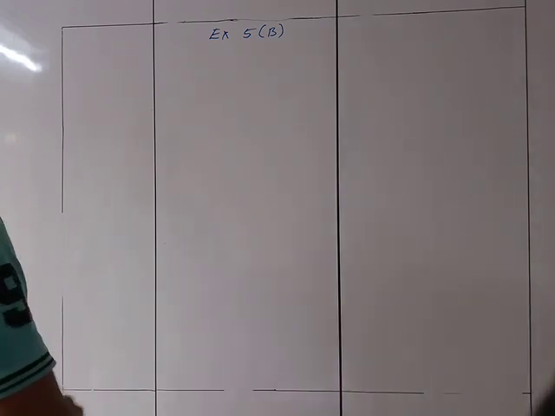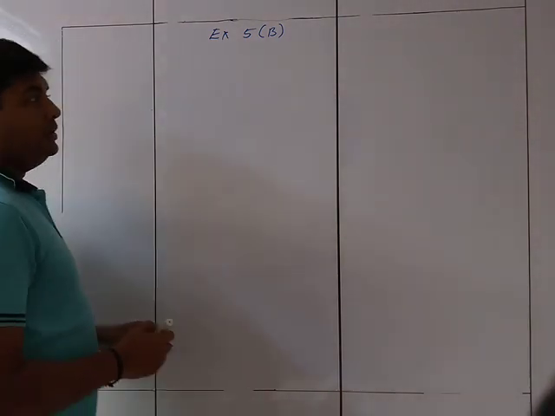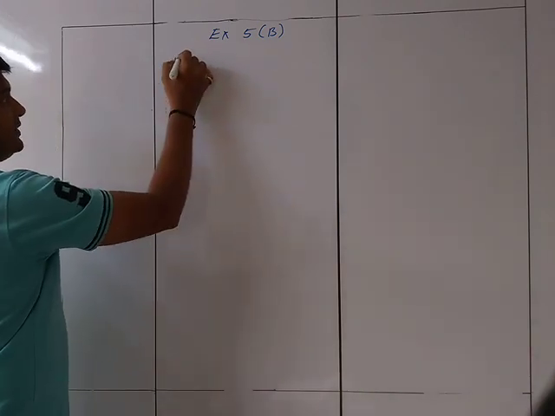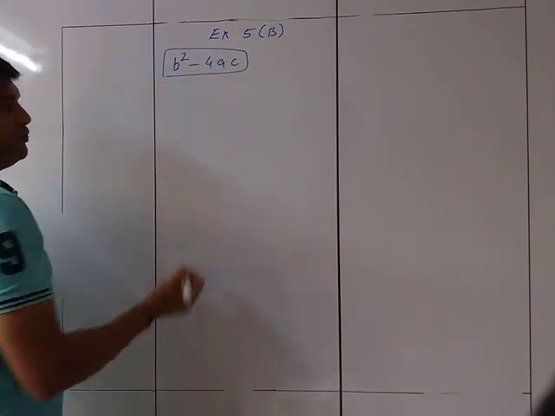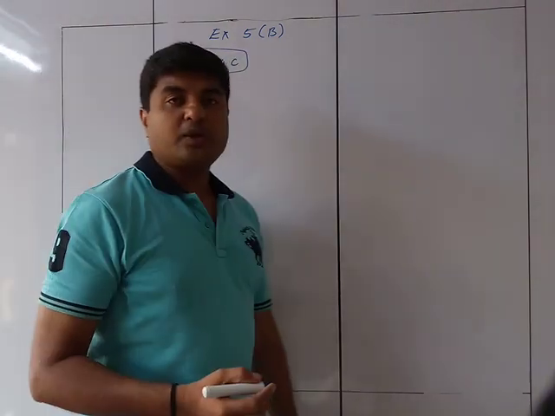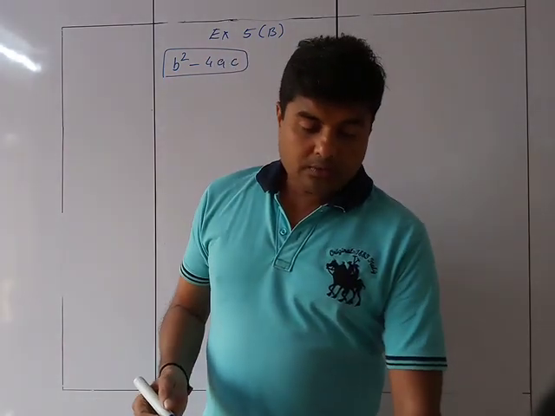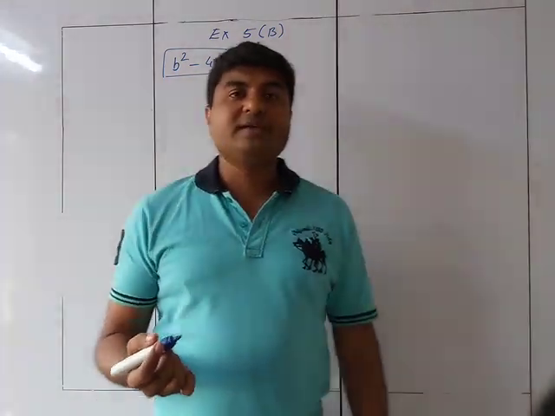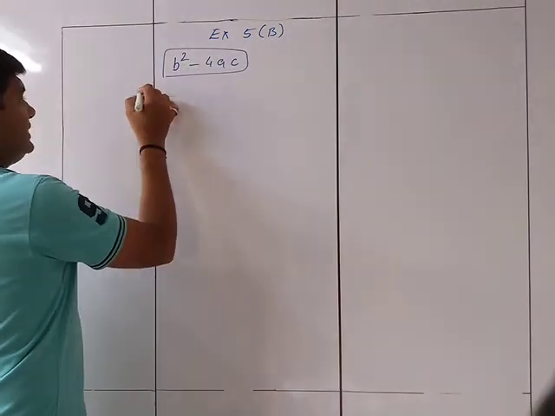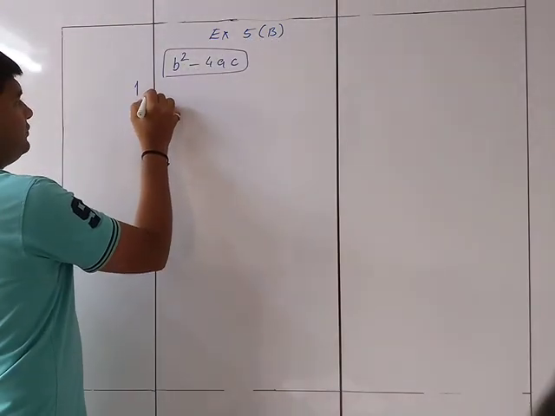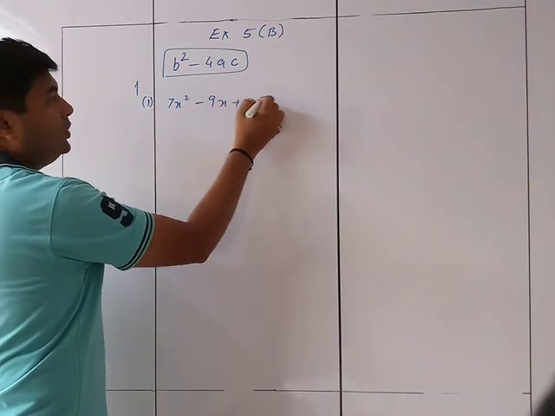Okay, so now we see exercise 5b of the chapter, which is based on the value of b square minus 4ac. Depending upon the value of b square minus 4ac from the equation given to us, we will comment on the nature of the roots. Let's take question 1 first: 7x square minus 9x plus 2 is equal to 0.